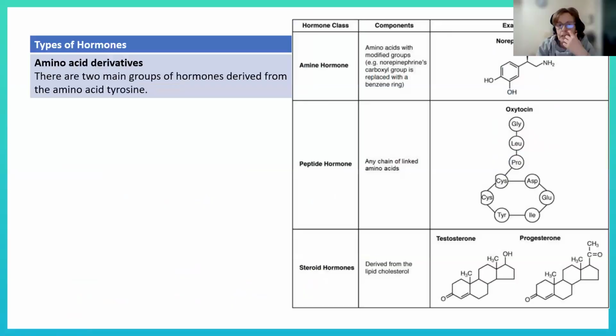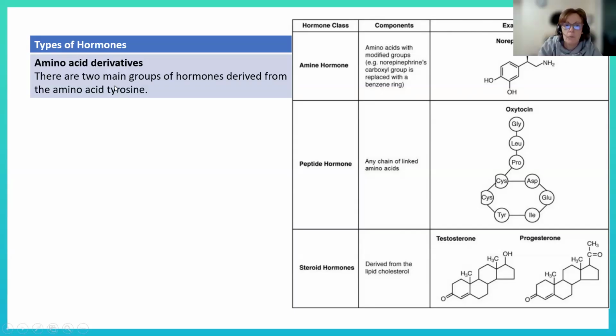So the reason I'm telling you this is we're going to have a look at the different classes of hormones now, and it affects how they can bind to receptors in the cell and how they can move across the cell membrane. So the different types of hormones include amino acid derivatives.